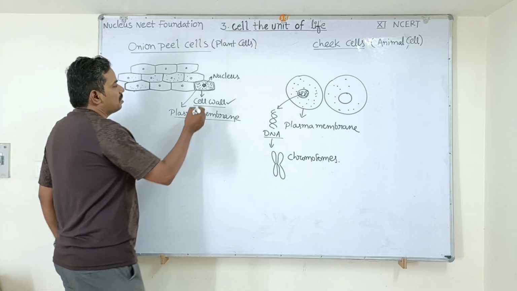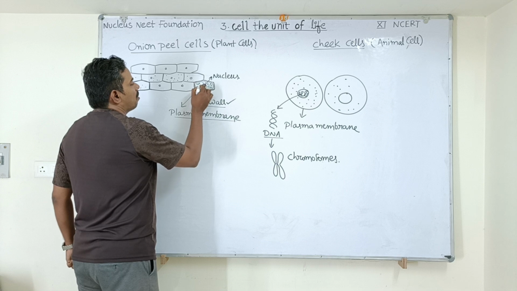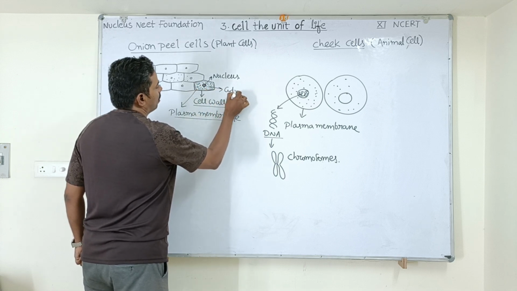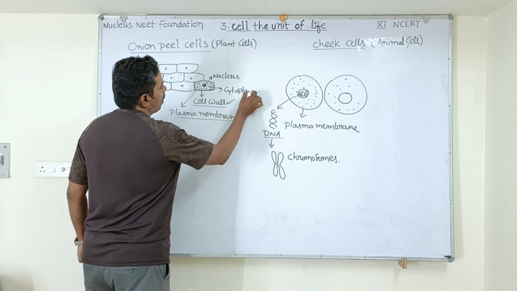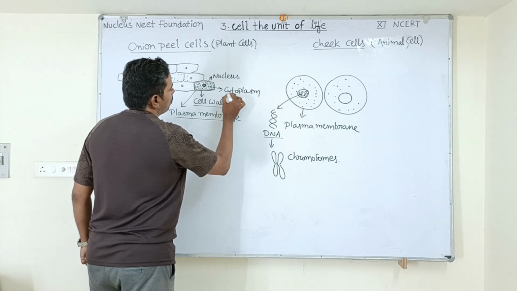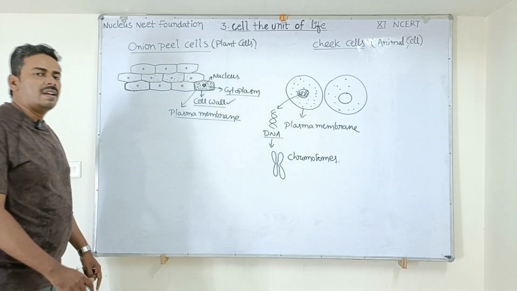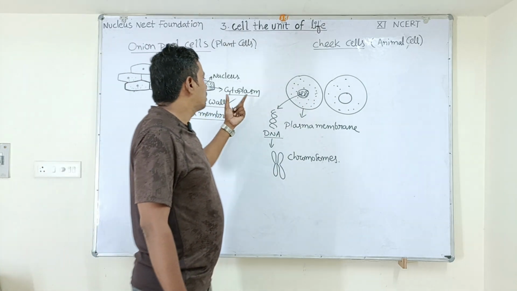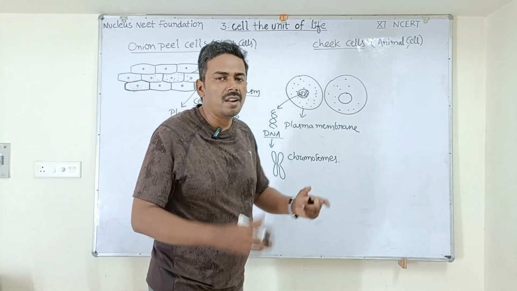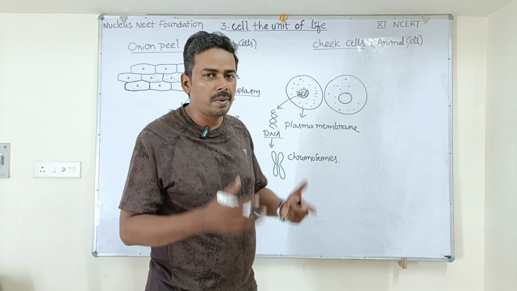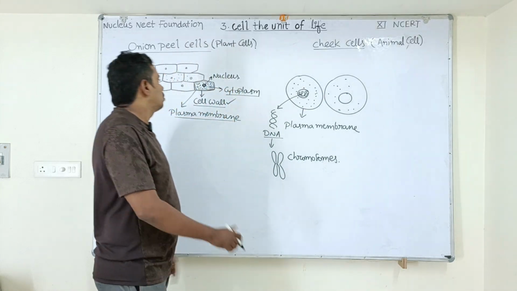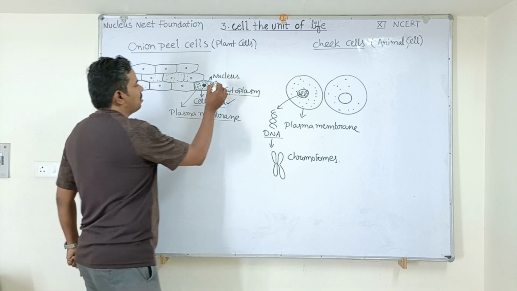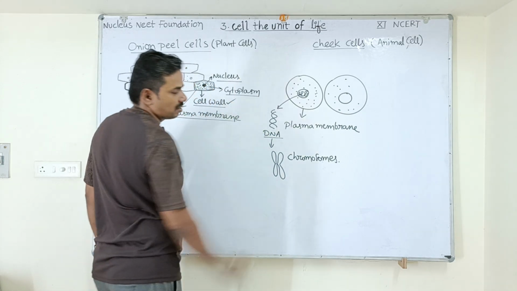And next, what is present under the plasma membrane? There is a lot of liquid which is called cytoplasm. It is a liquid that is present inside the plant cell. This cytoplasm is the main place where several cellular activities happen inside the cell. In the cytoplasm there is a very important organelle which is called the nucleus.